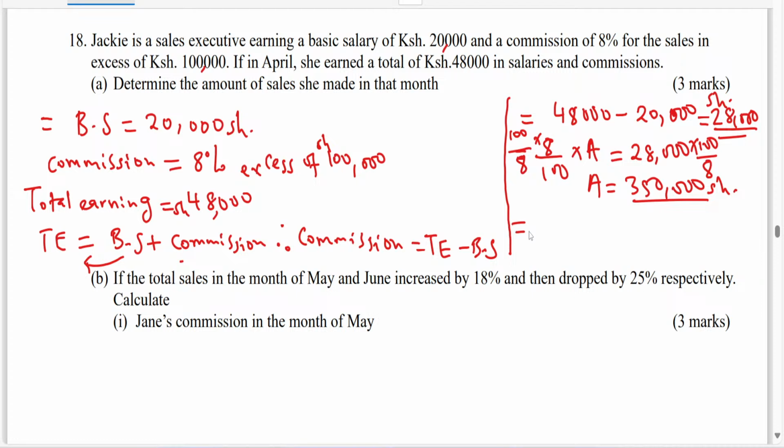Remember, for the first 100,000 there was no commission, so we had subtracted it out. To get the real sales, you take the sales over which commission was charged plus the 100,000 that were eliminated. So your total sales should be 450,000 shillings.